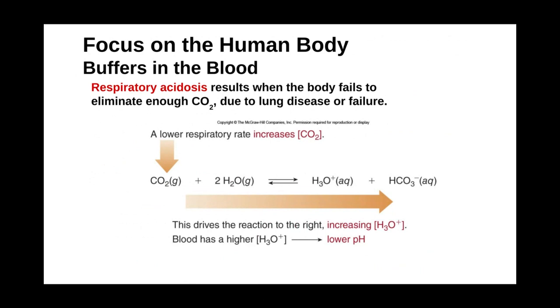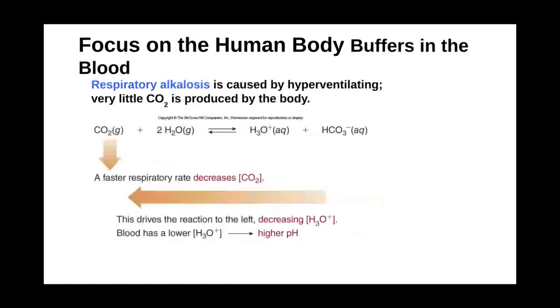However, you can have what's called acidosis, or in this case, respiratory acidosis. This results when the body fails to eliminate enough CO2 in the blood. Respiratory acidosis as a condition leads to lung disease or complete lung failure. Again, we're adding more CO2, thus we're increasing the concentration of hydronium and bicarbonate. So we're driving this reaction forward because we're increasing CO2, thus we're making our blood more acidic. Now the opposite of that is respiratory alkalosis, which is caused by hyperventilating.